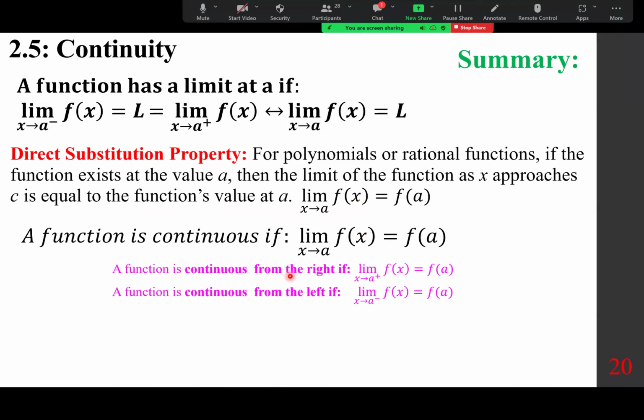A function is continuous from the right if the limit of f of x as x approaches a from the right is f of a. A function is continuous from the left if the limit of f of x as x approaches a from the left is f of a.